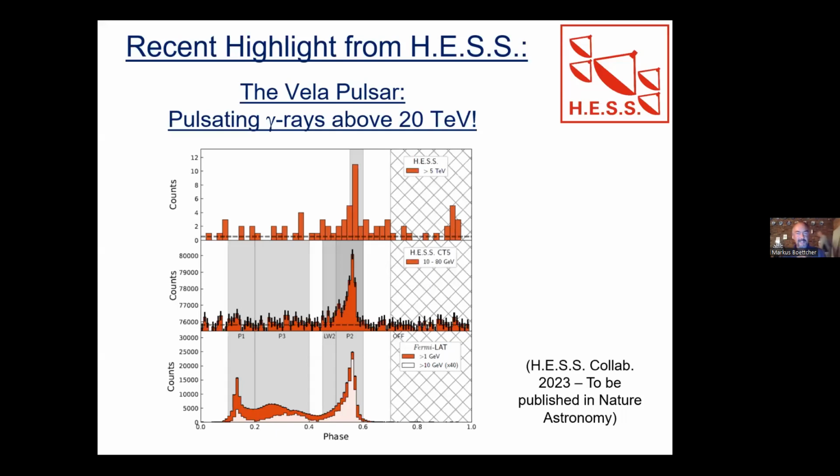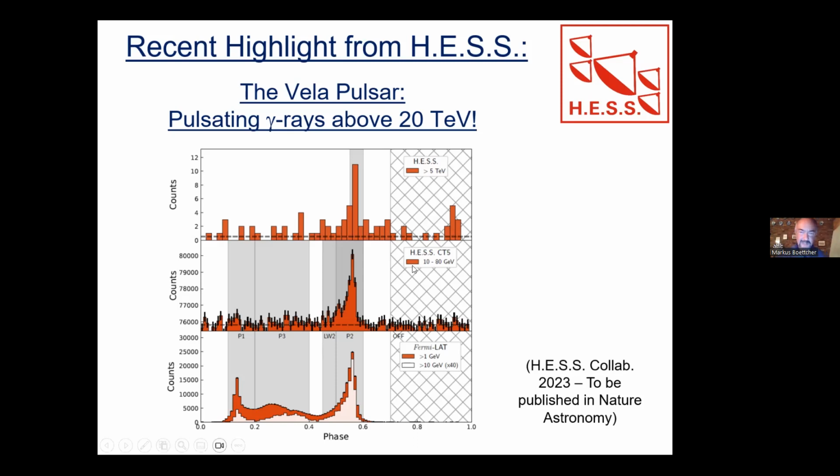Maybe a recent highlight that we have produced with HAC was that we have seen one particular pulsar, namely the Böttcher pulsar, at extremely high energy. So they have been seen to pulsate from radio to optical, X-rays, and gamma rays by Fermi-LAT, but it was the first time that we saw them at extreme energies above 20 tera-electron volts, 20 trillion times the energy of visible light. So this is a very recent result.